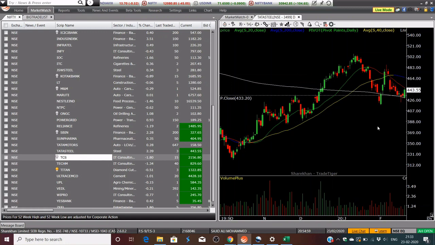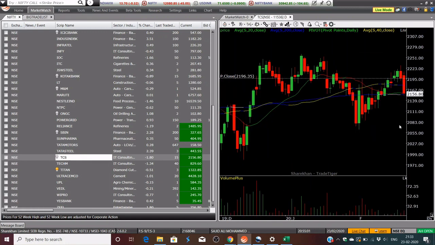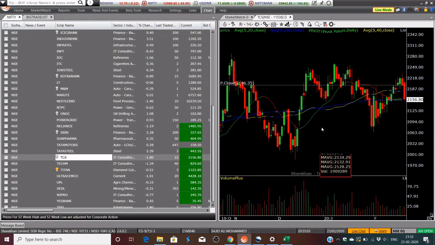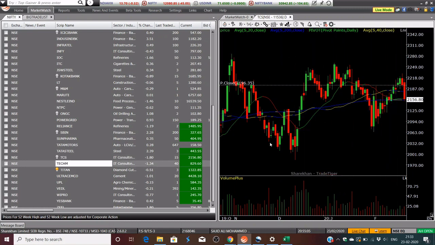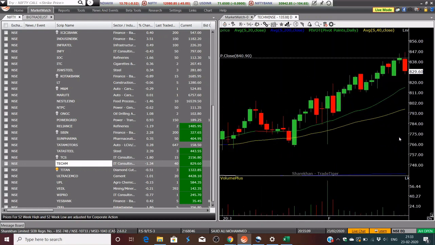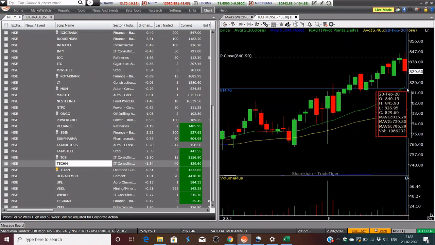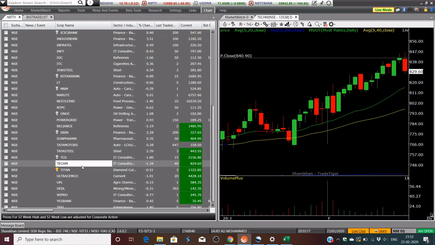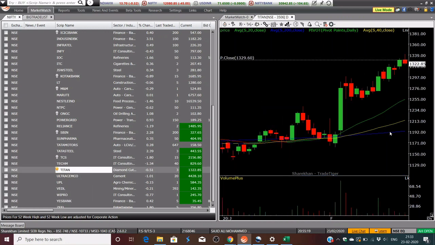TCS. TCS is a short entry, but it can remain in this support zone for some time. Techem is going good, bullish. So we have to wait for it to fall into this zone and take an entry basis a retracement from this zone whenever we see a pattern. But right now, hold, watch, keep this in your watch list.